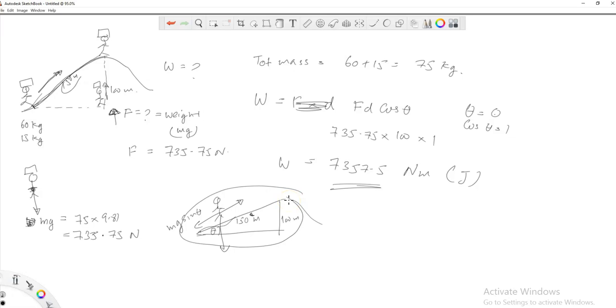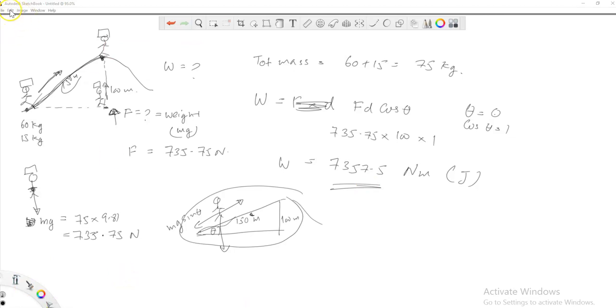The beauty of this work approach is that most of the time it doesn't matter what path you take. There are specific examples where it does matter, but it mostly depends on the starting point and the end point. So in this case, you start here, end up here, it's the same as covering the distance straight up, right? So force times distance gives you work. Okay, so let's move on.